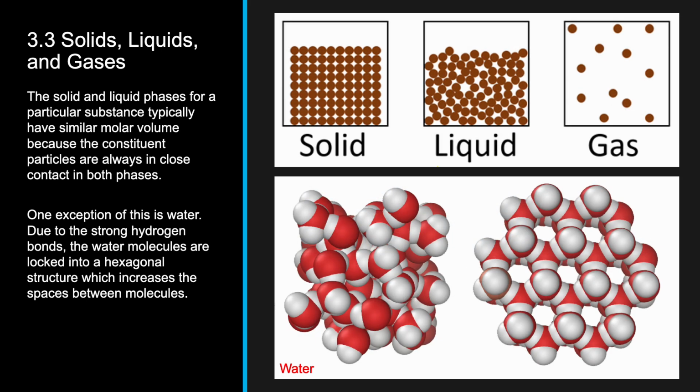In most substances, solids and liquids have similar molar volume because their particles remain close together in both phases. However, water is a very important exception to that. Because water has strong hydrogen bonds, they're going to force water molecules into a hexagonal structure when they're frozen, which you see on the bottom right there. And because of that, it's going to leave extra space in between molecules. And that's why ice is less dense than liquid water and it floats. And that's also why if you put water in a plastic bottle and put it in the freezer, it's most likely going to expand because of that hexagonal shape and the space in between the molecules.